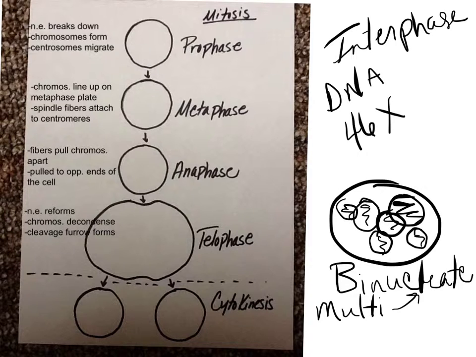Okay, so if it's bi, it's got two. If it's multi, it means it's got more than two nuclei in it. And sometimes you'll see that, especially in your liver cells. So that's one big reason why cytokinesis really isn't part of mitosis.